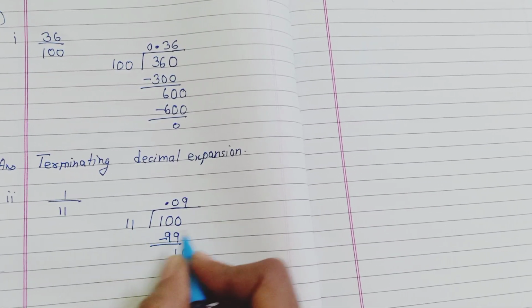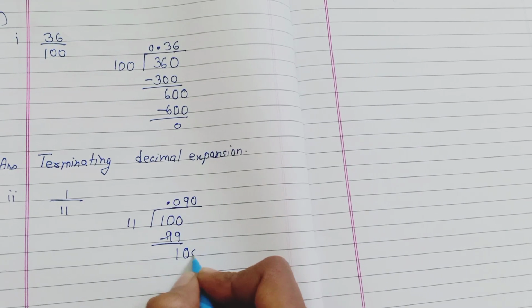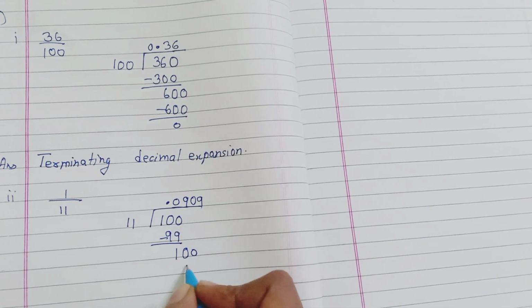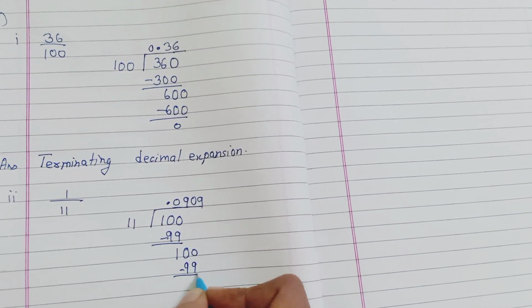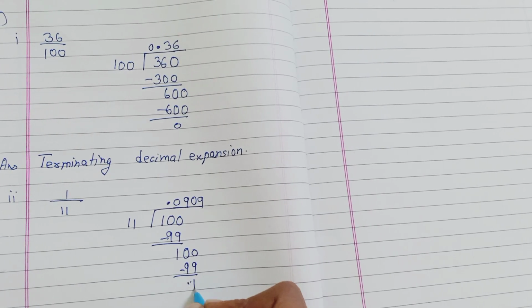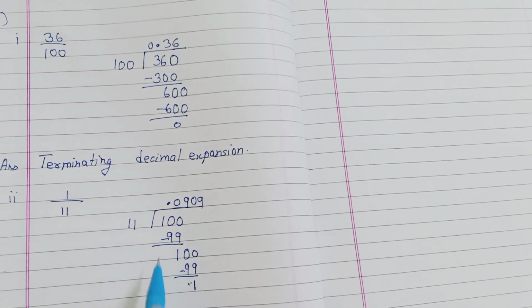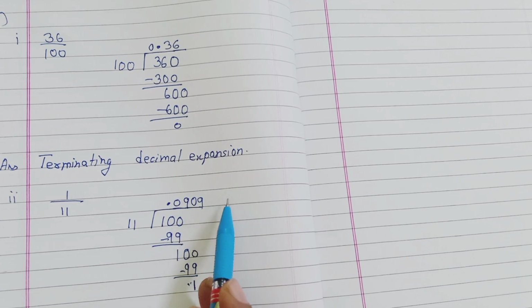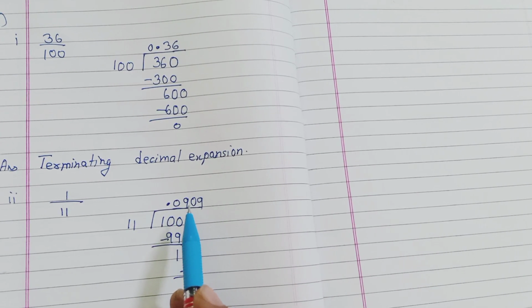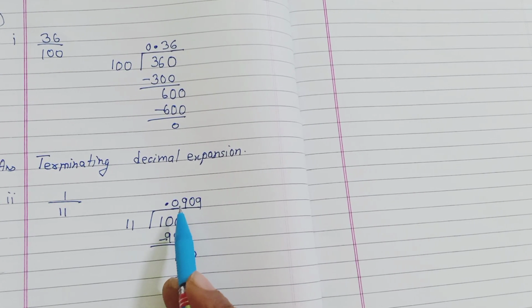So again we place a 0 here. Still the number is smaller than 11. Again a 0 on top, then on the bottom. 11 nines are 99. Subtract it, you get 1 here. So from where we started, we are there again. That is, we started from 1, dividing 1 by 11, and again we are there and our quotient is repeating.